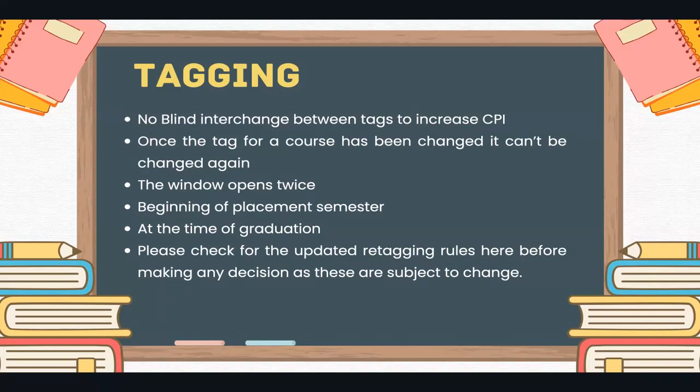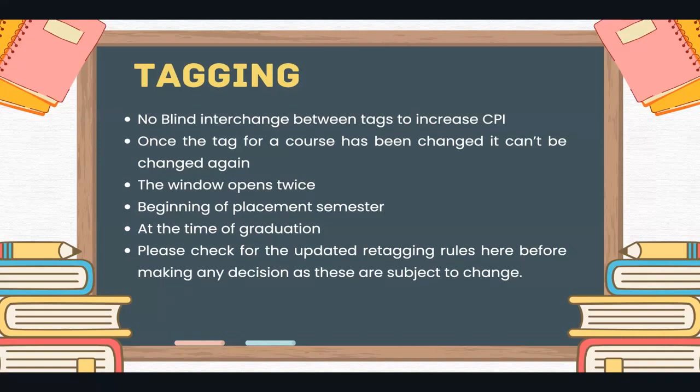You might be aware that there are various tags for various courses. For core courses, the tag is C. For honors courses, the tag is O. For minor courses, the tag is M. For institute elective, it's I. For ALCs, it is T. So various tags are available for various kinds of courses. And the institute gives you the opportunity to change these tags, because all these courses have different effects on your CPI. But you should make sure that you don't blindly interchange the tags just to increase your CPI. The tags should be changed in a very calculated manner.